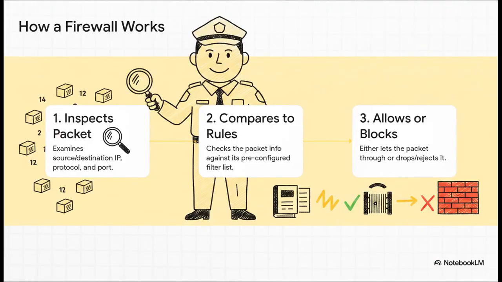Think of a firewall as the bouncer at the door of your network. It stands at the border and it inspects the ID of every single packet trying to get in or out. It checks things like where it's from, where it's going, and what it's trying to do. Then, based on a preset list of rules, it makes a simple choice. You're in or you're not.